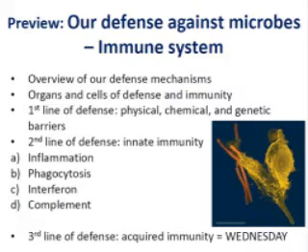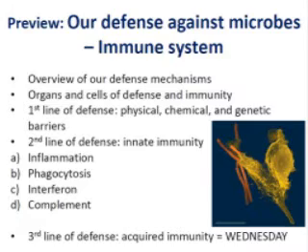A more specific defense is the second line, and that's the innate immunity. You don't have to produce it. You have it. It's not acquired. That's why I'm trying to make the difference here between the acquired one and the innate.